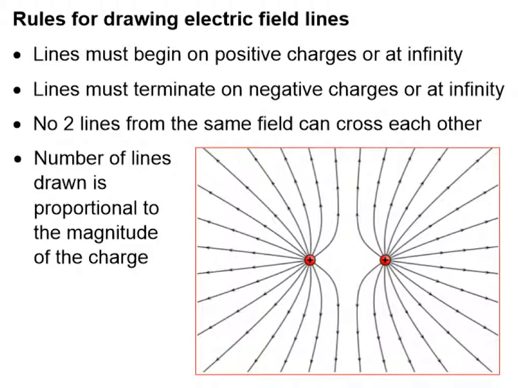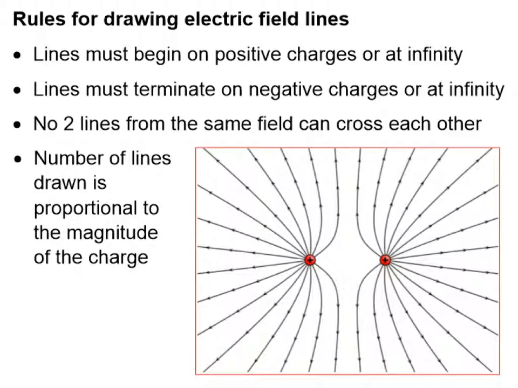Here is a little diagram showing the electric field lines in the vicinity of two equal positive point charges. And here are our rules. We're going to look at a few rules for drawing electric field lines. As we said, they must begin on the positive charge or at infinity, and they must terminate on the negative charges or at infinity. So they are going from the positive to the negative.